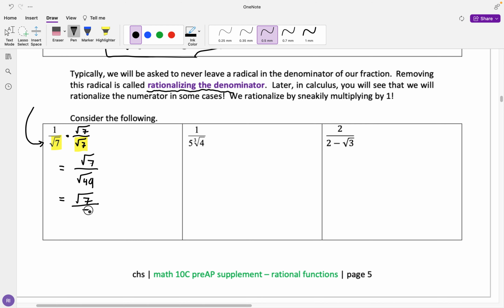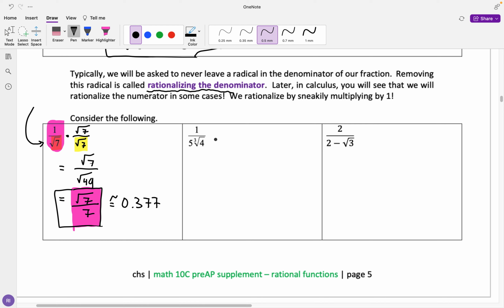But the root of 49 is just 7 itself. And take just one moment in your calculator, type in, evaluate as a decimal what is 1 divided by root 7, and evaluate what is root 7 over 7, just to really convince yourself that they're the same. You should get something like 0.37.